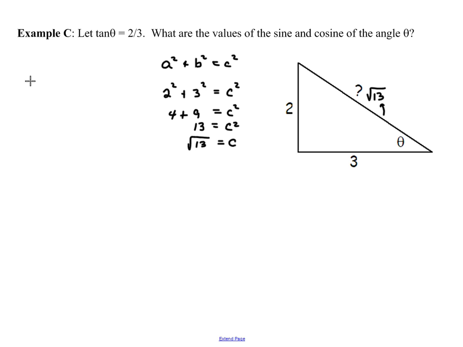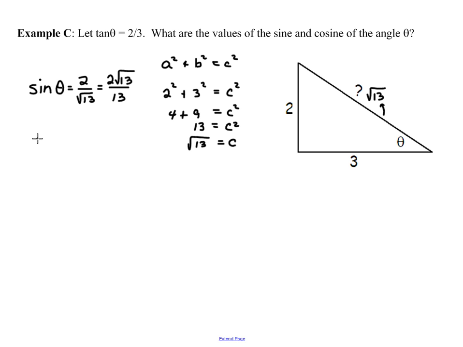And now finding sine and cosine is pretty easy. We will say that the sine of the angle theta, whatever the angle theta is, we don't have to know it, is going to be the ratio of opposite over hypotenuse, 2 over the square root of 13 in this particular case. Or when we rationalize the denominator, we would write 2 times the square root of 13 over 13.